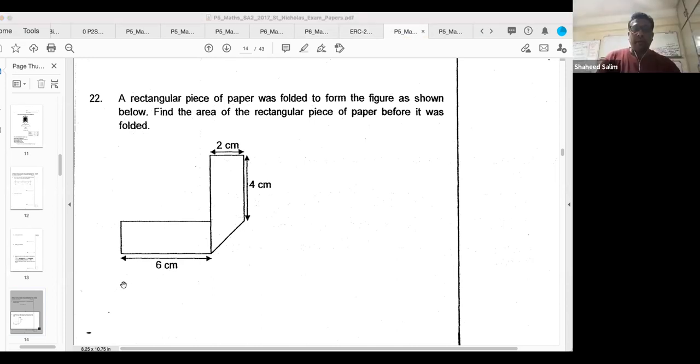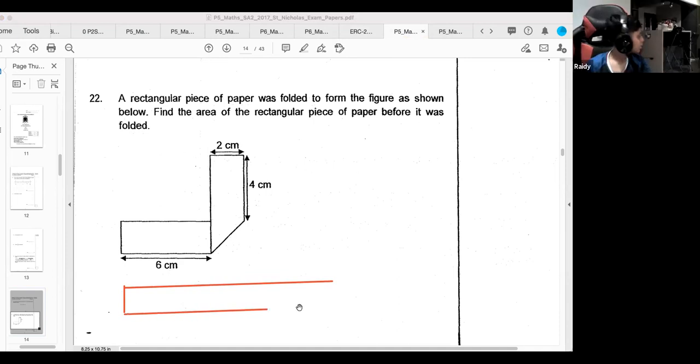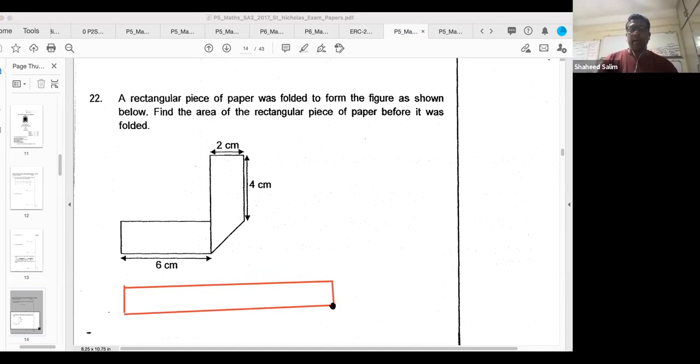Okay, before it was folded, come on, you all can draw. I draw for you a rectangle. You see whether you get it. Right, let's see whether you can. Down here, this line down here. So when you open up, what do you get?